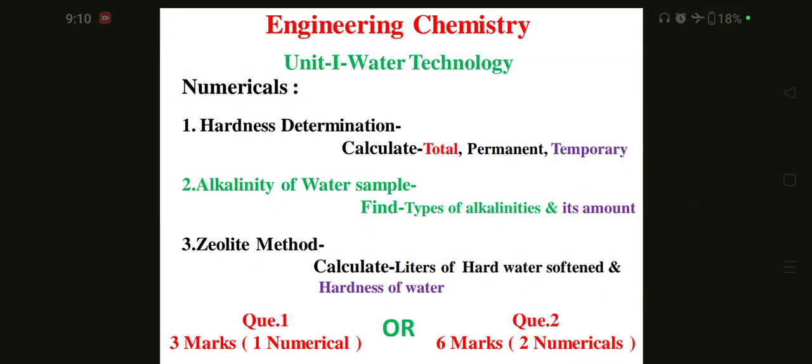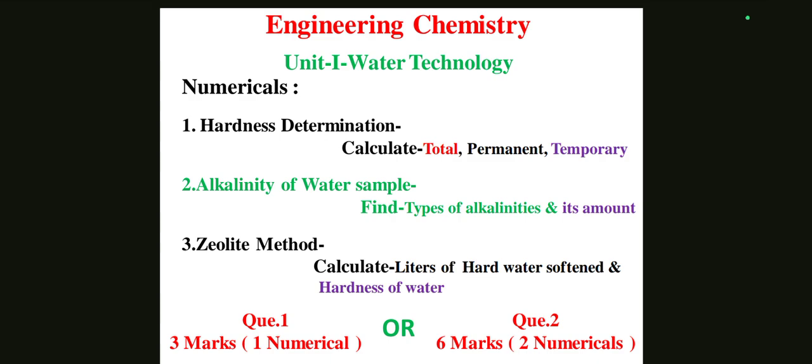Hi dear students, today we are going to discuss important types of numericals from Unit 1 Water Technology. If you see at the bottom of the slide, you can see question number 1 or question number 2. In the same question paper, there will be 2 questions on the first unit, and out of these 2 questions, you have to solve either question number 1 or question number 2. Now it's up to you.